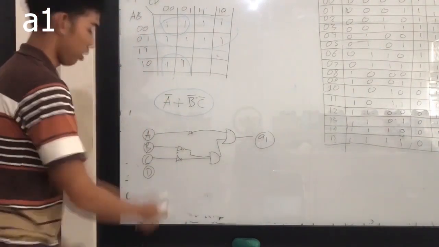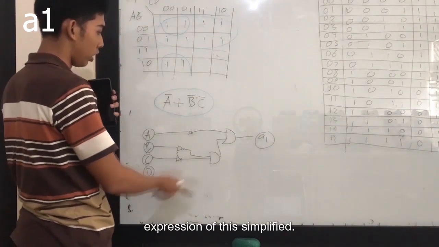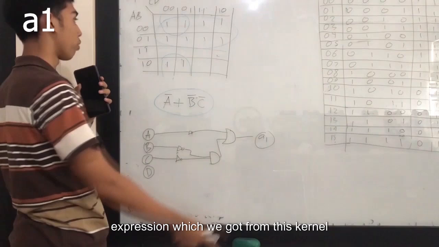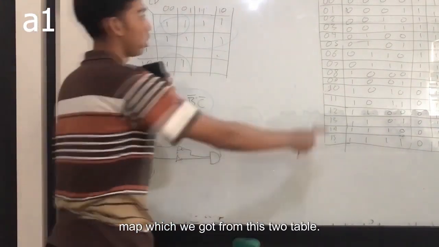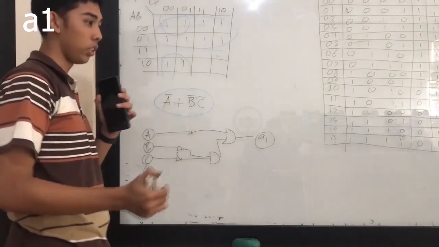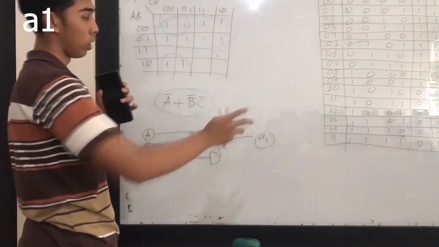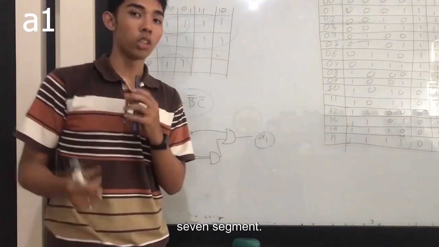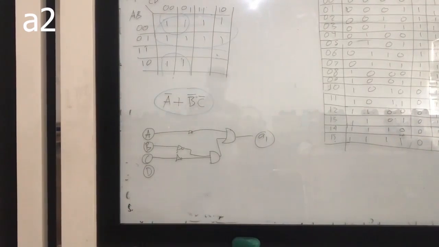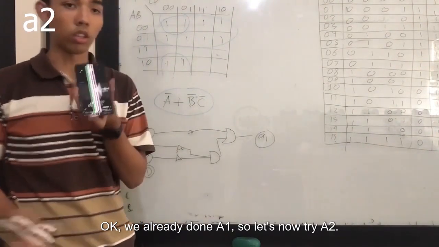Okay, this is the circuit of this simplified expression, which we got from this Karnaugh map, which we got from this truth table, and this is the expression for A1 if we want to draw the 7 segment. So let's now go into A2. Okay, we already done A1, so let's now try A2.